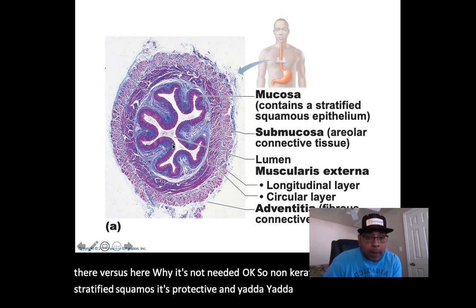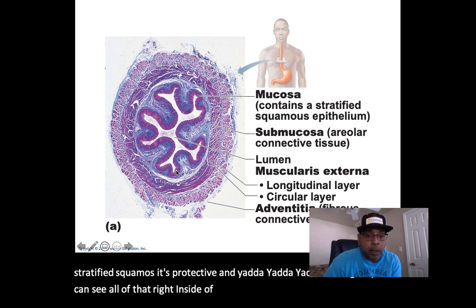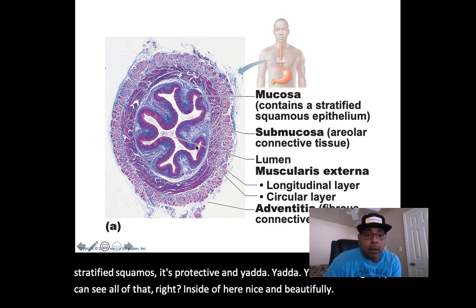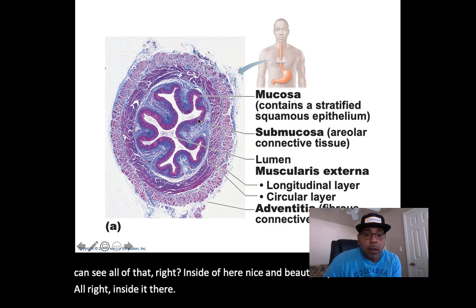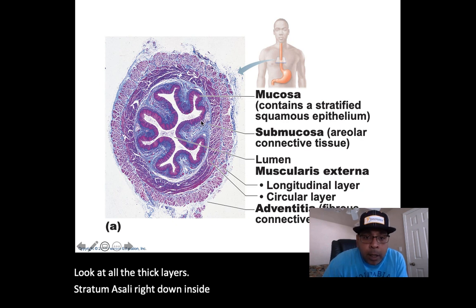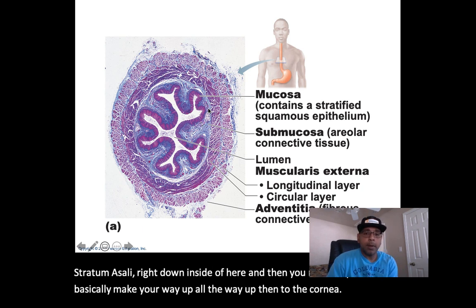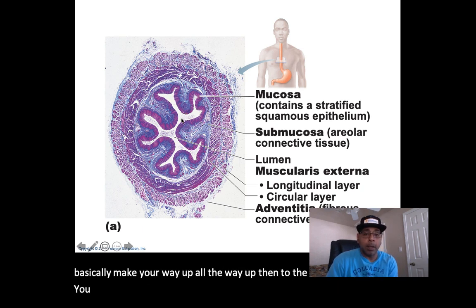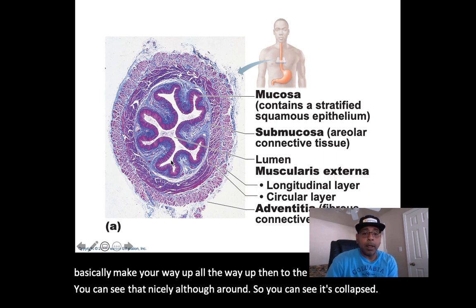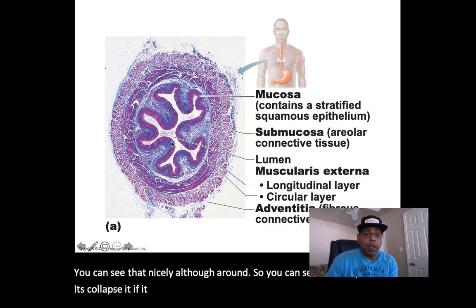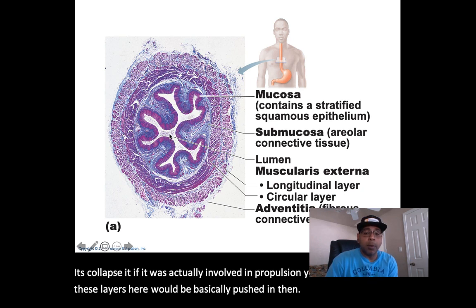And again, you can see all of that right inside of here, nice and beautifully. Look at all the thick layers. Stratum basale right down inside of here, and then you move up and make your way all the way up to the corneum. You can see that nicely all the way around. So here you can see it's collapsed. If it was actually involved in propulsion, you would see all of these layers pushed in, and this would be opened up, widened out a bit more.